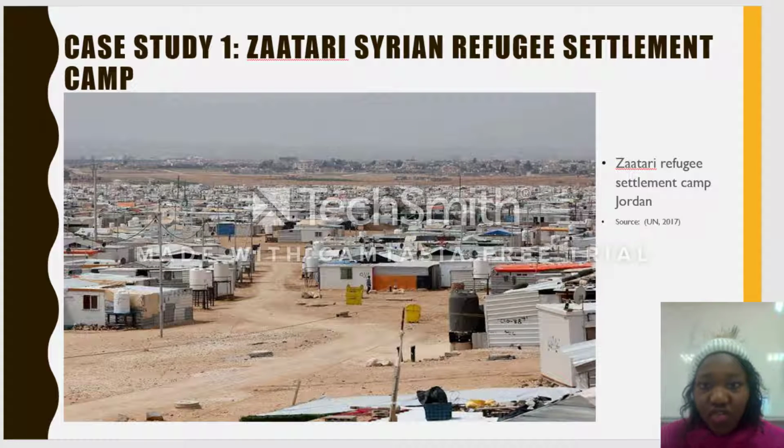The first case study is the Zatari Syrian refugee settlement camp, which is located in Jordan. This case study was chosen not because it's a slum settlement, but because there are similar features between refugee settlements and slum settlements. In this refugee settlement, the kind of revitalization strategy that was used was providing renewable energy for them and also providing biomass hubs for clean cooking fuels.